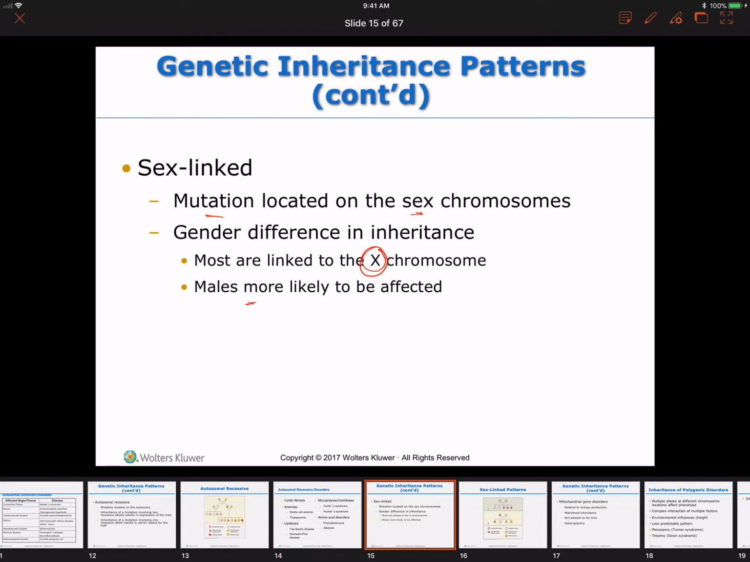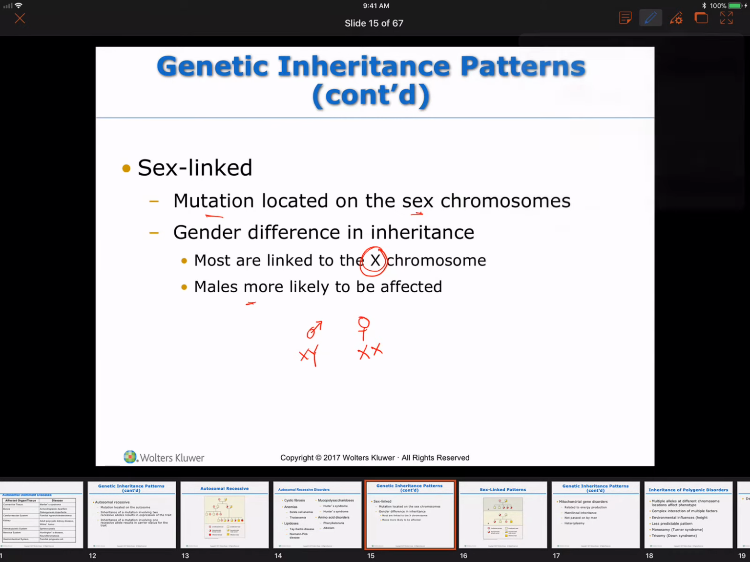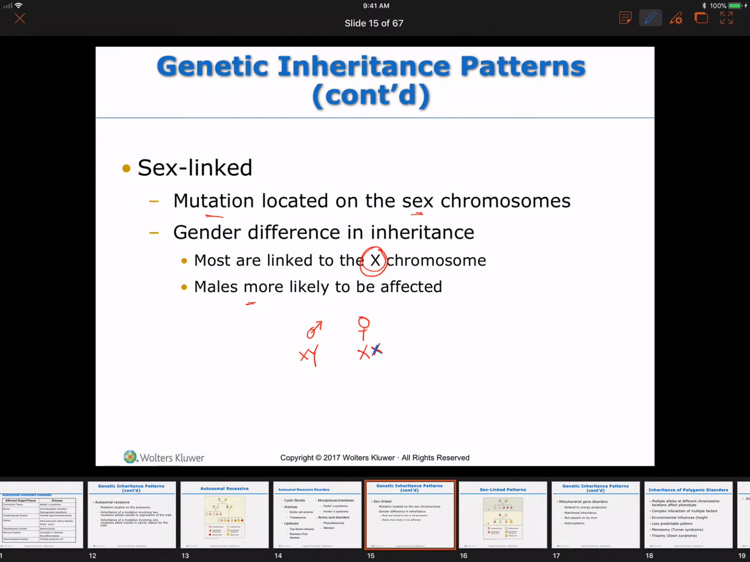If it's an X chromosome, remember, a male and a female. Genetically speaking, a male has an X and a Y chromosome. The female has 2 X chromosomes. If there is a mutation in one of the X chromosomes, so let's put an X here. All right, let's say the blue is the affected or mutated chromosome.